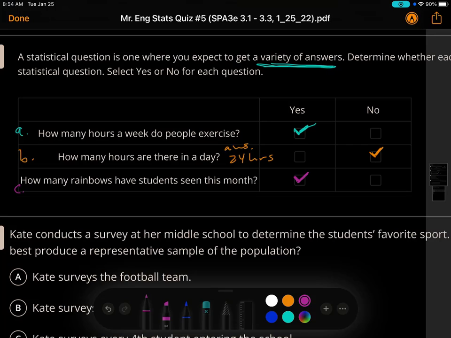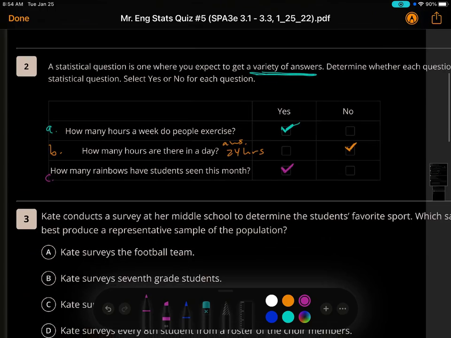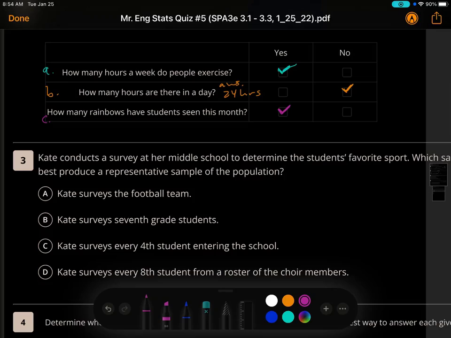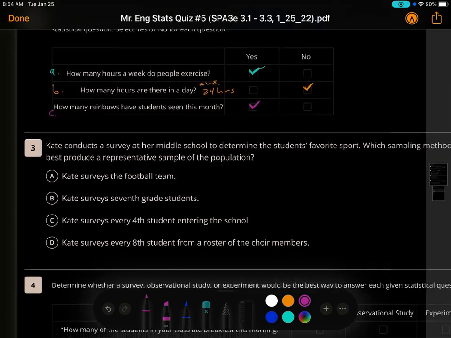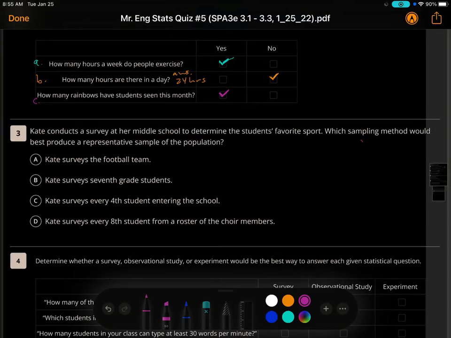All right, let's take a look at question number 3 here. Kate conducts a survey at her middle school to determine the student's favorite sport. Which sampling method, so I'm going to underline that, would produce a representative sample of the population? So she can't ask everybody in the middle school, but she's getting a representative sample of the population.